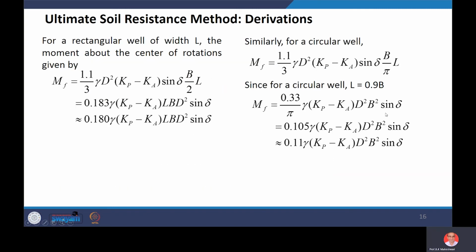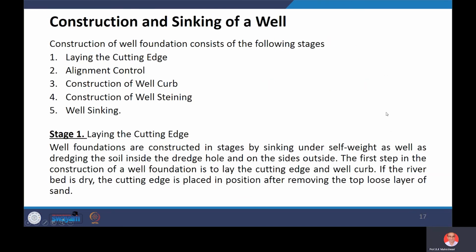Now let's discuss the construction and sinking of a well. Construction of well foundation consists of the following 5 stages. First is laying the cutting edge. Second, alignment control. Third, construction of well curb. Fourth, construction of well steining. And finally, well sinking. So let's discuss one by one.